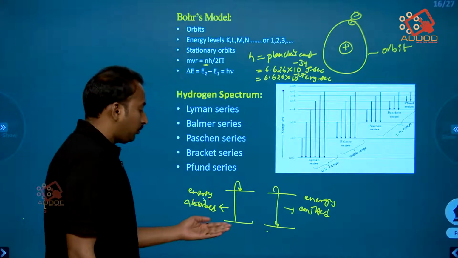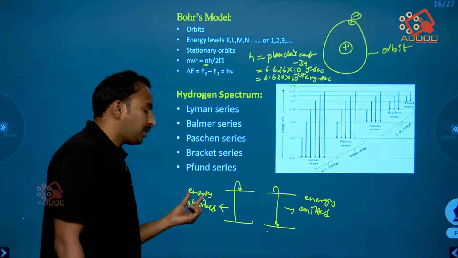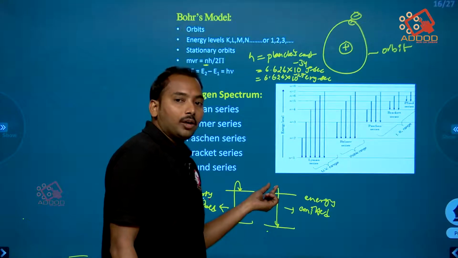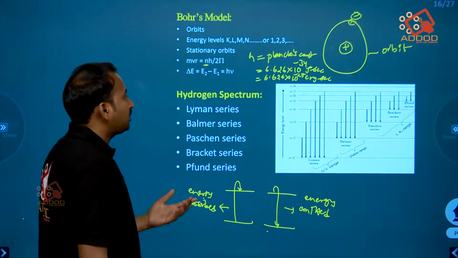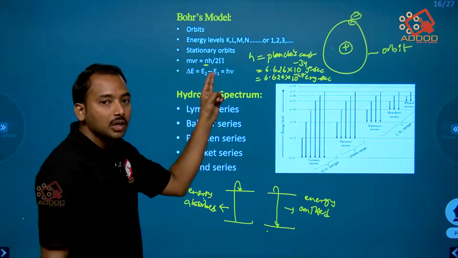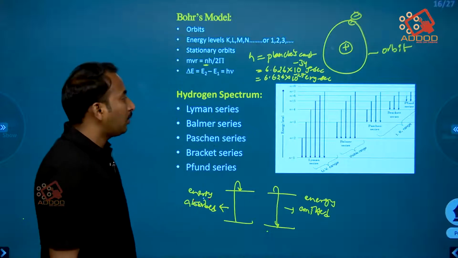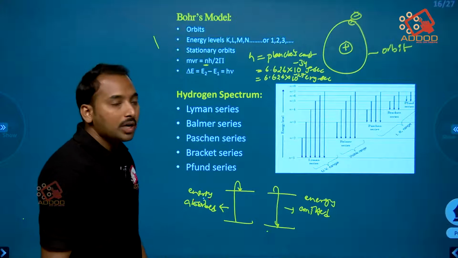So when an electron jumps from a lower orbit to a higher orbit, energy is absorbed, and when the electron drops from a higher orbit to a lower orbit, energy is emitted. So the energy difference we can calculate is equal to the higher energy level minus the lower energy level, E2 minus E1, and also is equal to h nu, from E equals h nu. So these are the postulates of the Bohr atomic model.